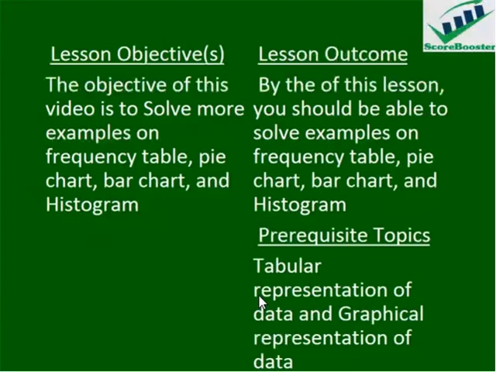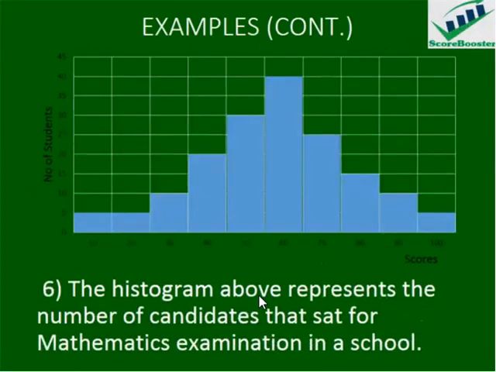Now, we move to the sixth example. We stopped at the fifth example in the previous video. So here we start from the sixth example, which is an example on histogram. We are given a histogram of number of students against scores.